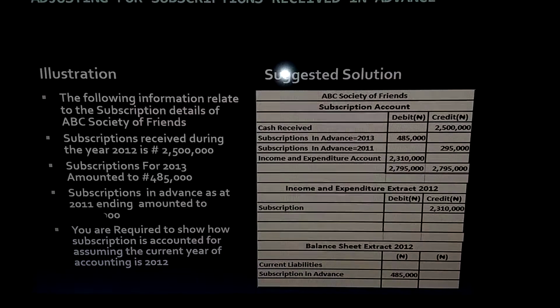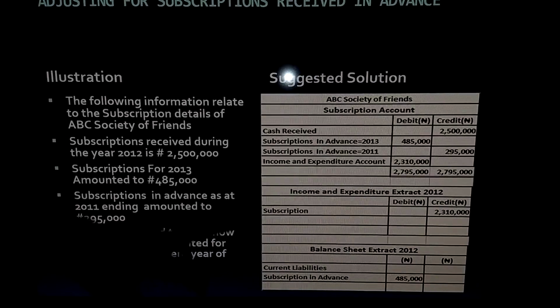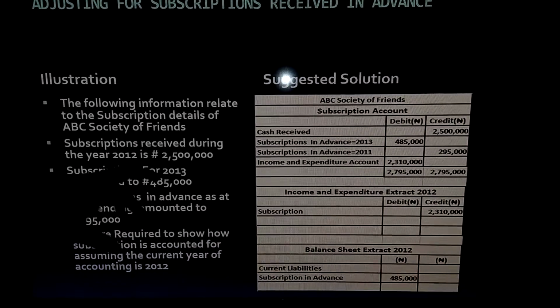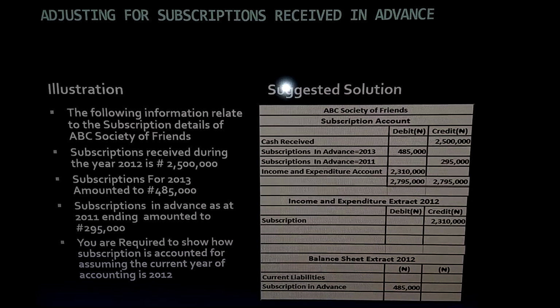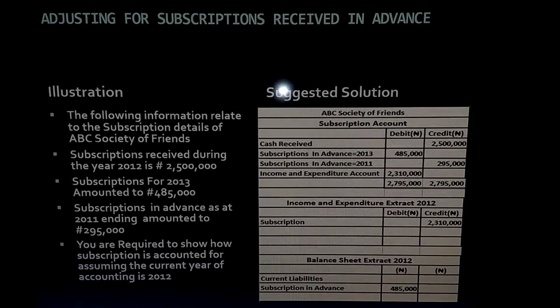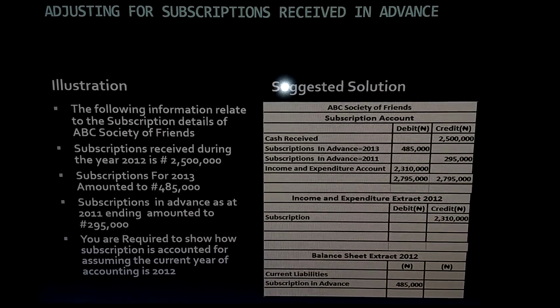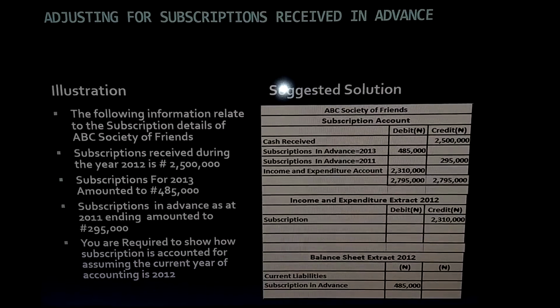So if 2011 is the beginning of 2012, it means that there's subscription in advance for the beginning of 2012. And then subscription for 2013 received in 2012 will be the subscription in advance at the end of 2012. So what I'm saying basically is that you have to identify the advance subscription at the beginning of the year and the advance subscription at the end of the year.